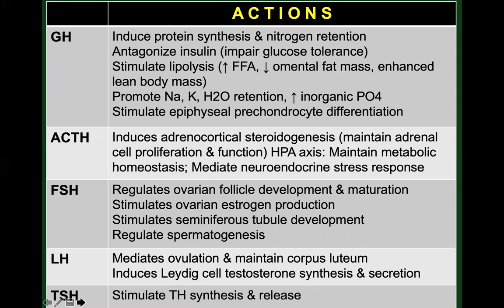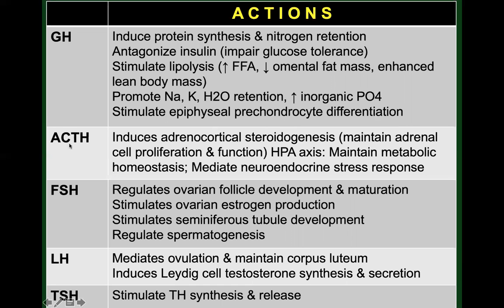By its name, your growth hormone will induce protein synthesis and nitrogen retention, and this is needed for growth. It antagonizes insulin, that's why it may cause impaired glucose tolerance and later on diabetes if there is an excess. It can stimulate lipolysis, increase fatty acids, decrease fat mass, and enhance lean body mass. It promotes sodium, potassium, and water retention, as well as an increase in inorganic phosphate. It also stimulates epiphyseal prechondrocyte differentiation, which is needed for your vertical growth.